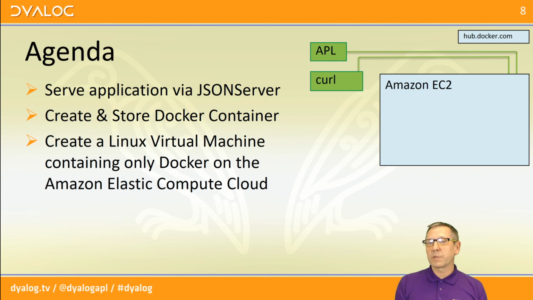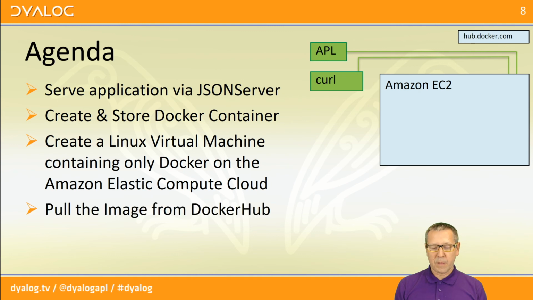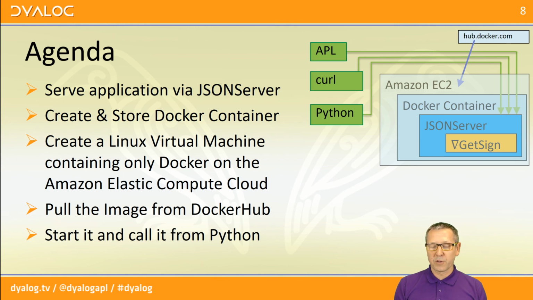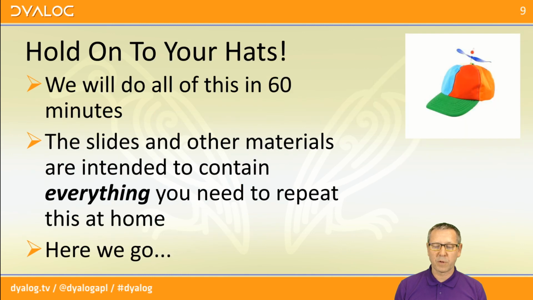We're going to create an empty Linux virtual machine there containing only the Docker tool, and we're then going to pull the image back down from Docker Hub, start it, and then just as a final test we're going to see whether we can make a call to it from the Python programming language, just to demonstrate how easy it is to call things once we've done that. So there are many moving parts that we're going to whiz through over the next, hopefully no more than 60 minutes.